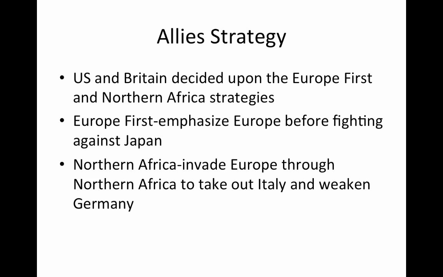The Allies' strategy. When the United States got involved in the war, they and Britain together decided upon two strategies. First, they decided upon the idea of Europe first. The Europe first idea was to emphasize Europe before fighting against Japan. Once they could remove Europe from the war, the idea was they would be able to focus their energies upon Japan. In order to win over Europe, they developed a strategy called the Northern African strategy. What they would do is they would invade Europe through Northern Africa to take out Italy. That would isolate Germany and make it much easier to defeat them.